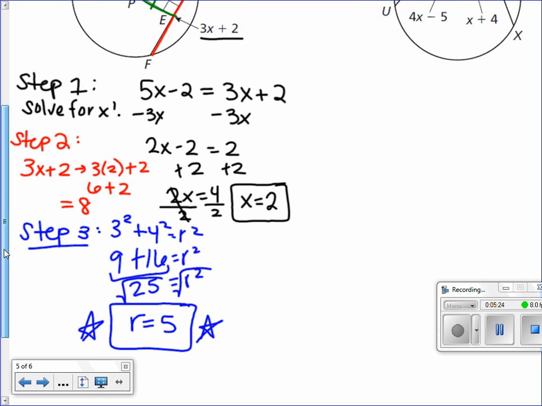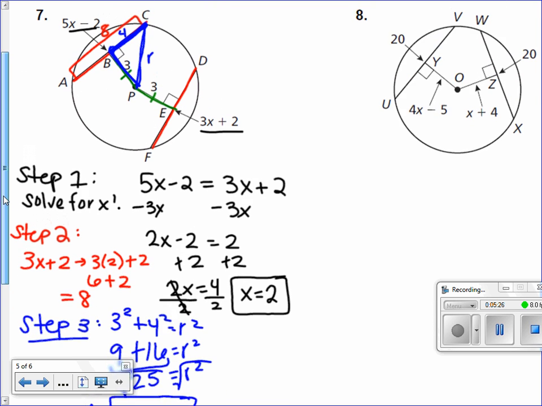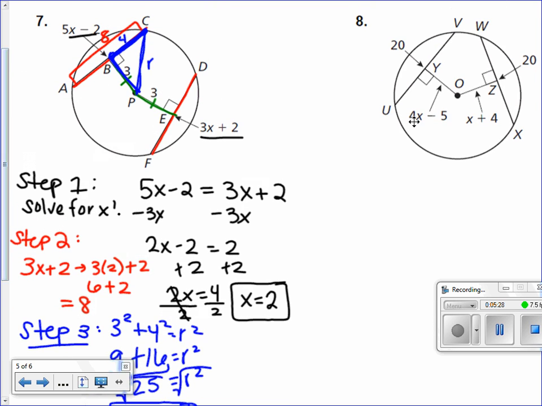Okay, we are going to move on with number 8. It's the same thing, just looks a little bit different. This is actually more like the one from our notes. This one over here on the left, number 7, was a little bit different, but 8 is just like the notes. But again, same steps.